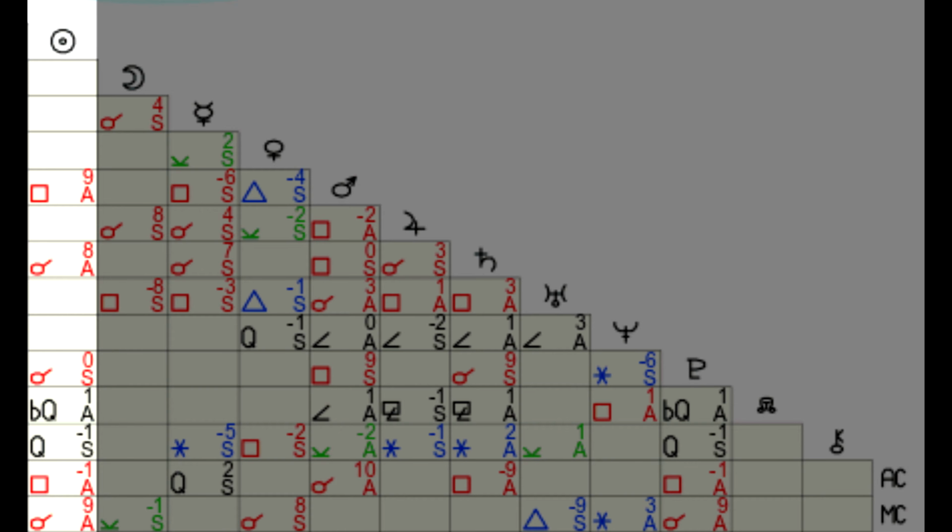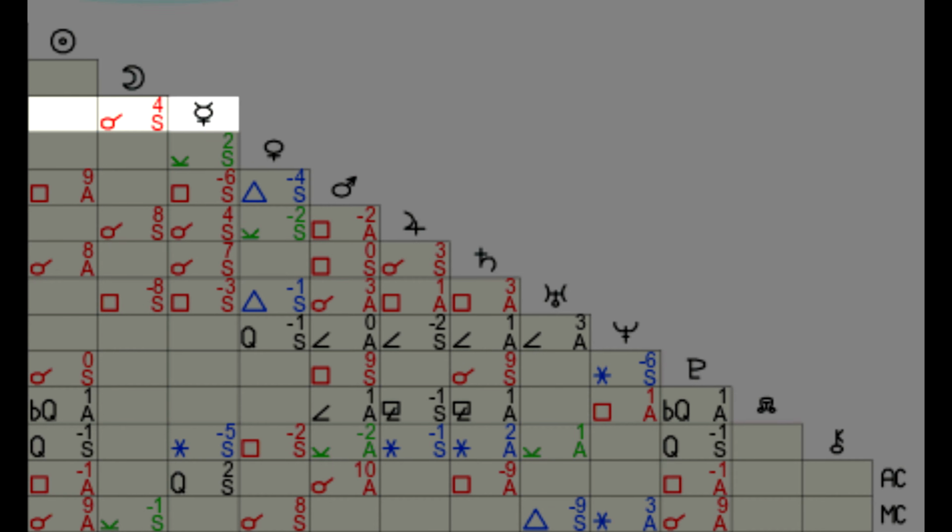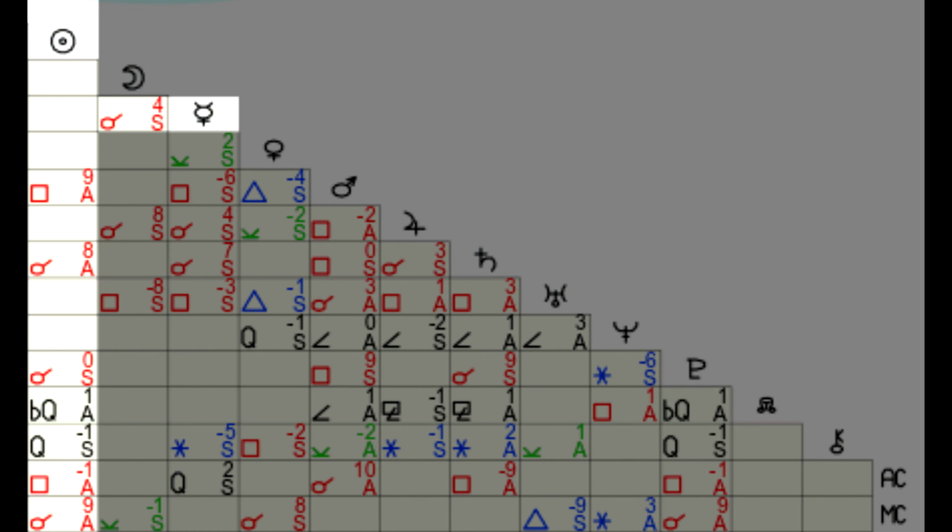Taking a look at our first line here, this is the Sun column, and here is the Moon row. So this cell indicates any potential Sun-Moon aspects. Since this box is blank, we can tell that there are no aspects between the Sun and the Moon in this chart. Moving down to our next row, this is Mercury's row, and we now have two boxes to look at, one in the Sun column and one in the Moon column. This cell in the Sun column in Mercury's row represents any aspects between Mercury and the Sun.